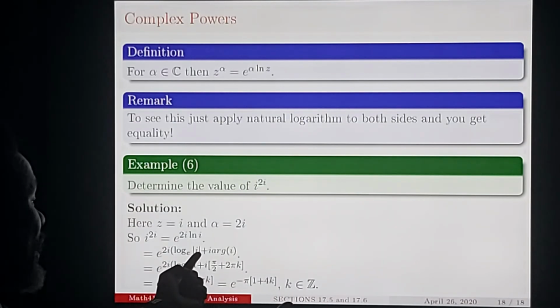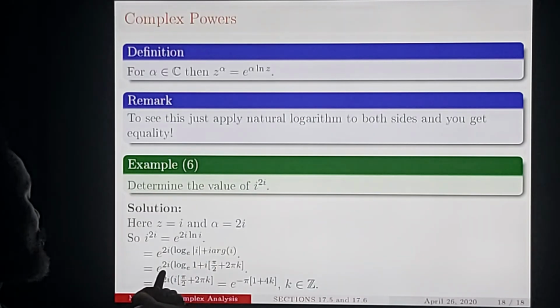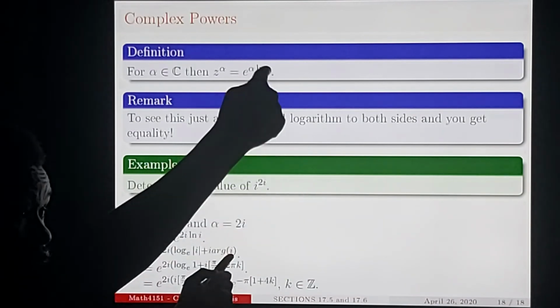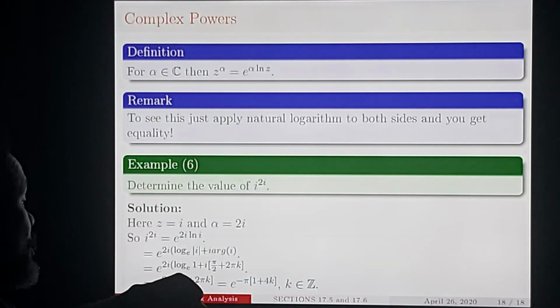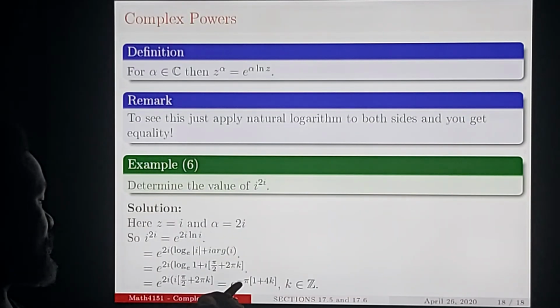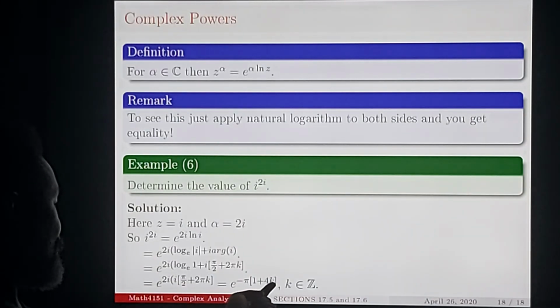Now, ln of i is log base e of the modulus of i plus i times the argument of i. So this will just be e raised to 2i times, this is 0 by the way, I don't know why we're carrying it. Then this is i, the argument of i corresponds to 90 degrees, pi over 2, so it's pi over 2 plus 2 pi k. So it will be e raised to 2i times i, pi over 2 plus 2 pi k. If this i goes inside, it becomes minus, so you have this minus. Then this 2 cancels out. And then this 2 multiplies this 2, so you'll have e raised to minus pi, this 2 cancelling, the pi going out, so this is 1, and this is 4k.